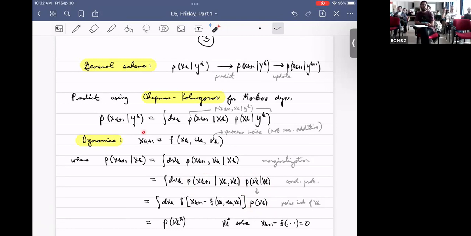x_{k+1} is, in some sense, stochastic dynamics because it depends on this random variable ν_k, which will be like the thermal noise in our system that we were talking about before. But if somebody tells you what the value of the thermal noise is, it's a deterministic function of that noise. So this relation is a deterministic relation, which means the delta function distribution of x_{k+1} minus f of x_k, u_k, and ν_k. And then this is just P of ν_k. So P of x_{k+1} given x_k is just the noise distribution where ν_k is what solves this relationship.